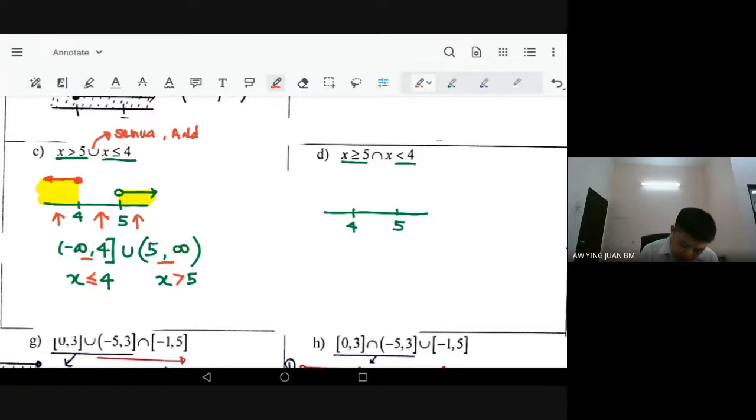Then ini adalah interval form. Kalau set notation, we write or. That is how we express our answer in set notation. Move on to D. Benda yang sama, then circle, empty circle, ingat different level.